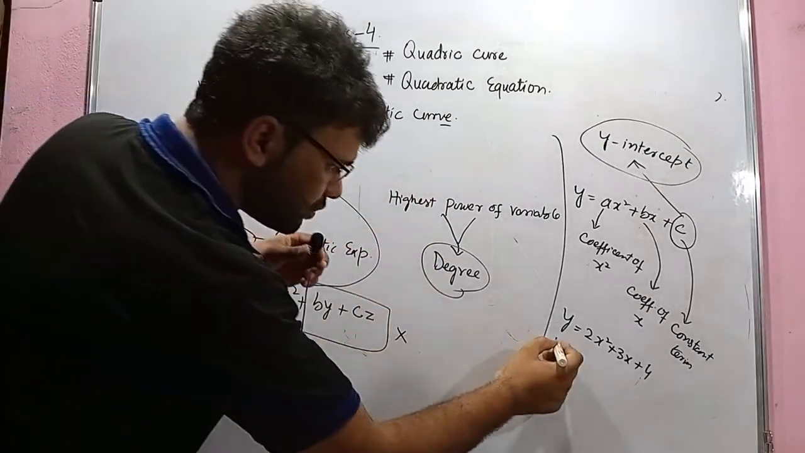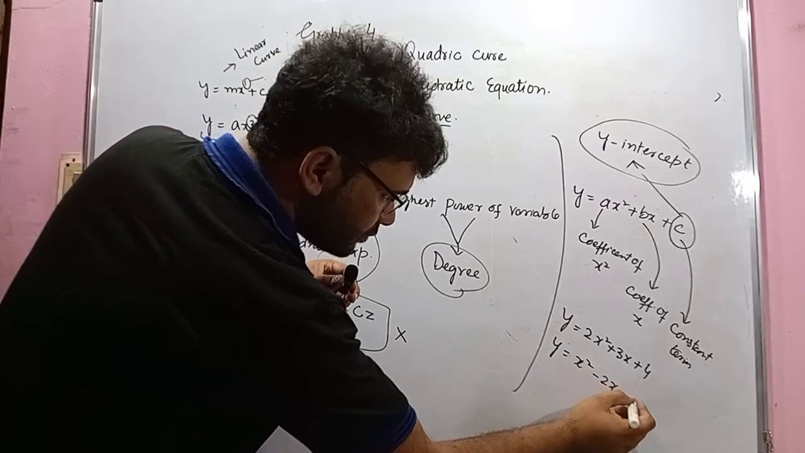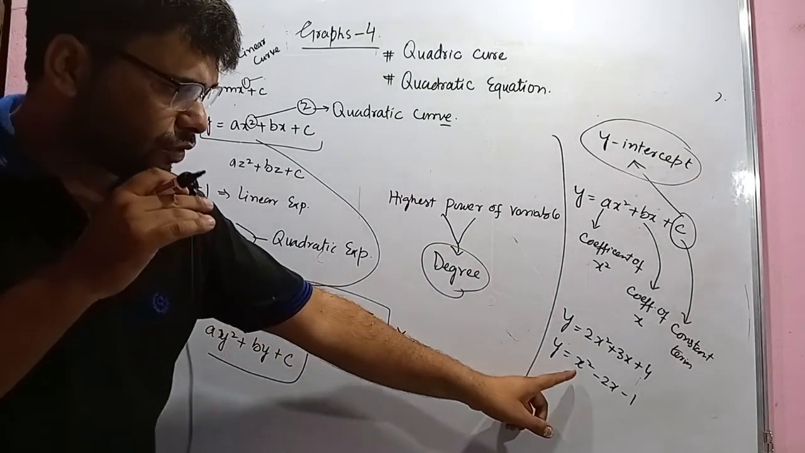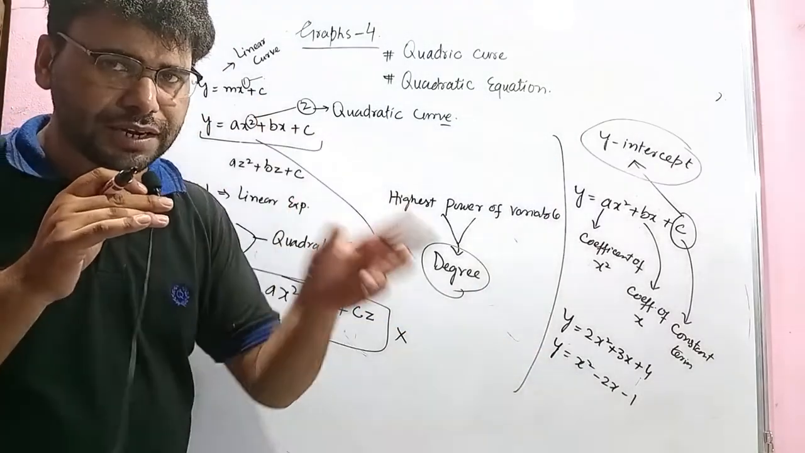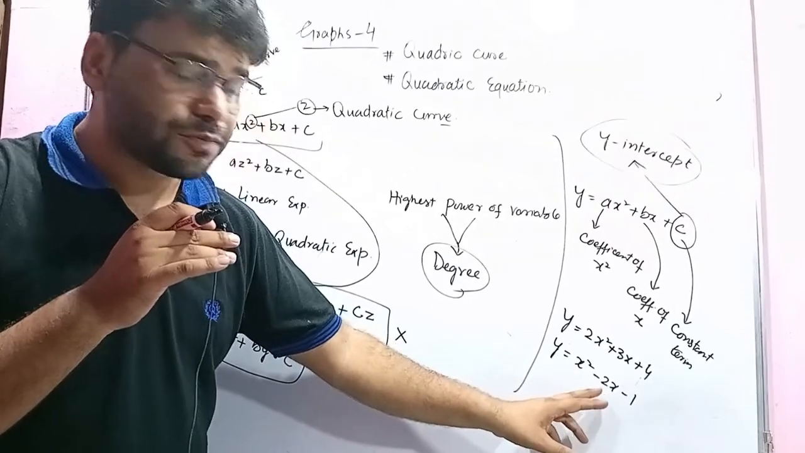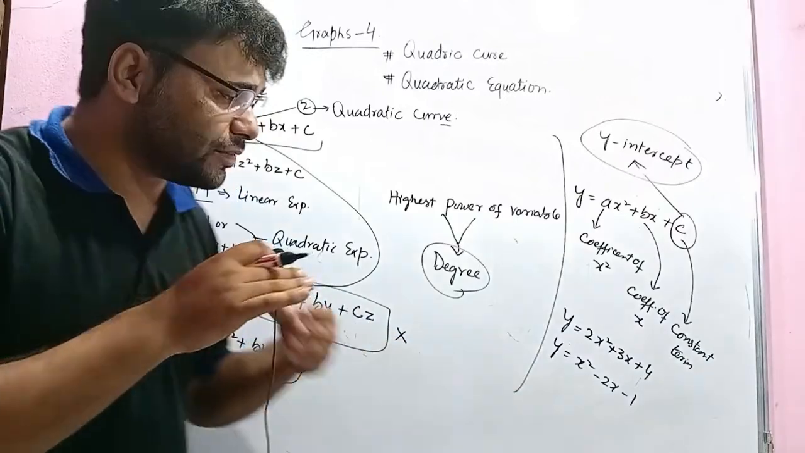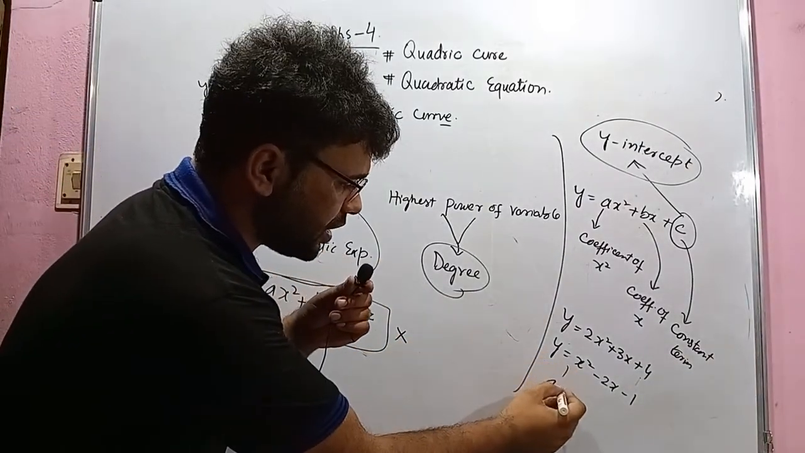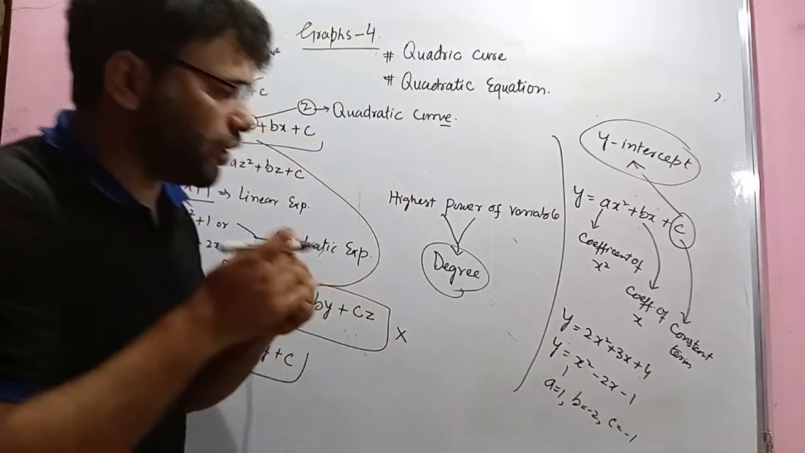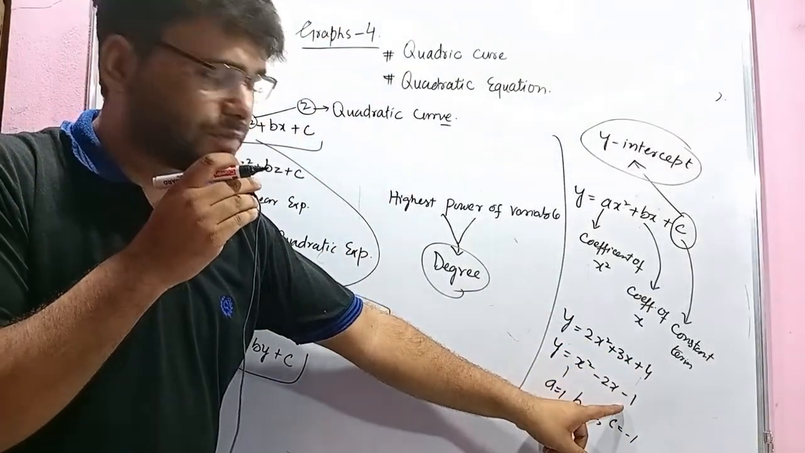One more example I will give you. If I have y is equal to x square minus 2x minus 1, what is the value of a here? You can see the coefficient of x square. Coefficient means a numerical value, which is 1. So a is 1. The coefficient of x here is minus 2. The constant term here is minus 1. So from this expression I can write a is equal to 1, b is equal to minus 2, c is equal to minus 1. If I ask you what is here the y-intercept, it's minus 1.